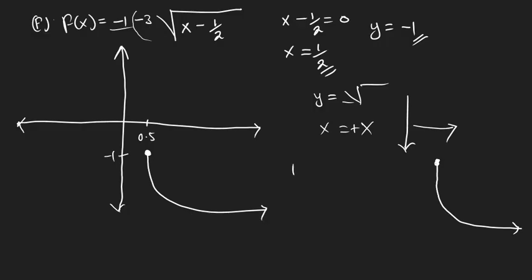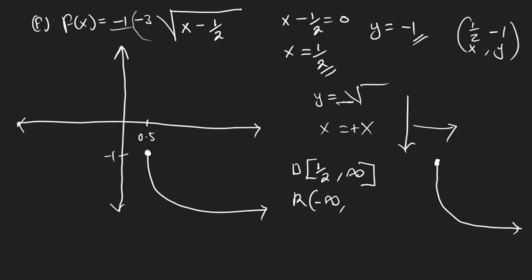What is the domain? The domain, since x was positive, is going to come out from the lowest number, which was 1/2, all the way to positive infinity. Our range is going to start from -infinity, because this guy was negative, all the way to the largest number that we have in the y, which is -1 included. That is just how you solve radical functions.